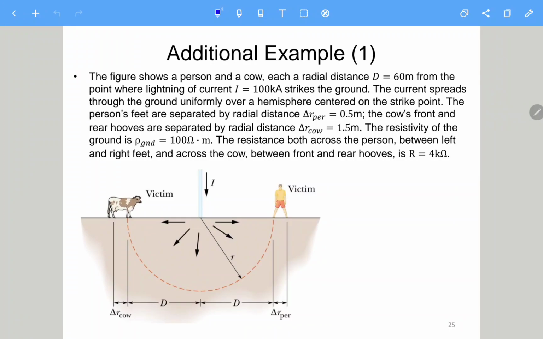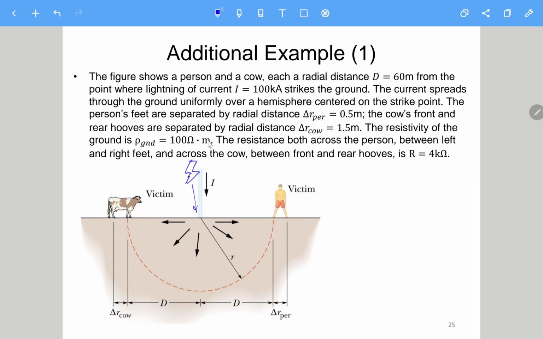Okay, so that is all the content for this chapter, and we have some additional examples here. So let me try to do that. For the first one, the figure shows a person and a cow, each a radial distance d from the point where the lightning strikes.